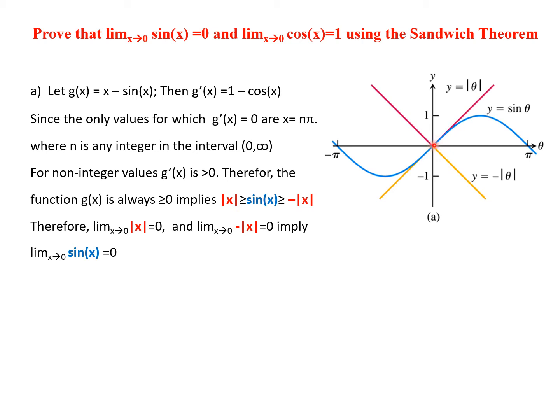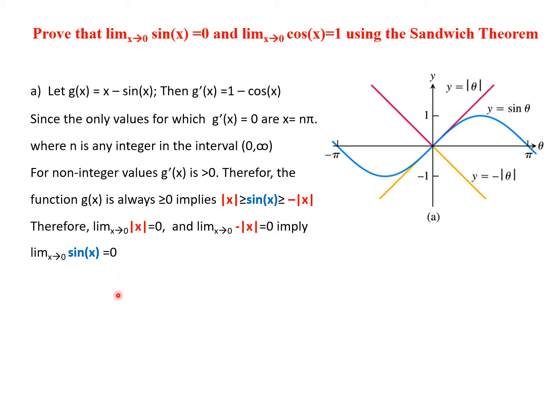So what does that mean? That means if we take the limit from the left or from the right of the absolute value of theta as theta goes to 0, that will be equal to 0. And if we take the limit from the left or from the right of the function y equals negative absolute value of theta, we will see that the limit is also equal to 0. That implies that the sandwiched function, which is y equals sine x, also has a limit as theta goes to 0 that is equal to 0. So that takes care of the first part.